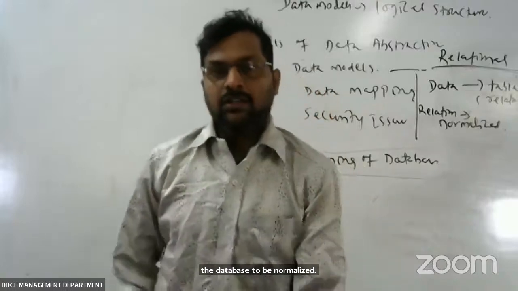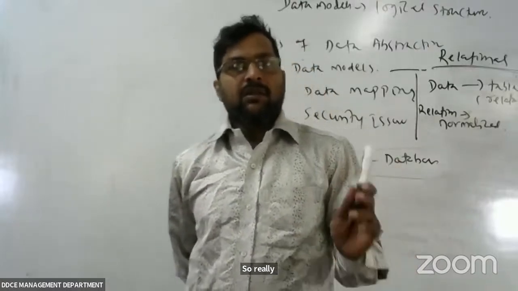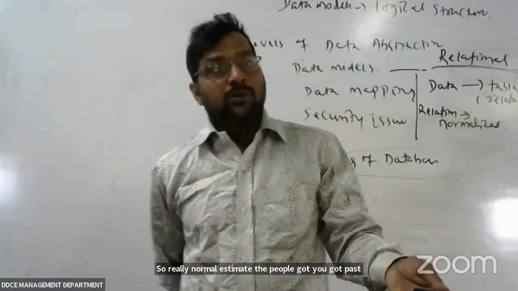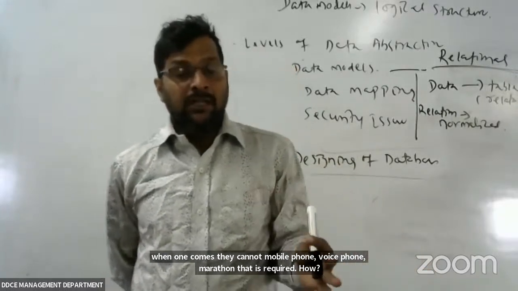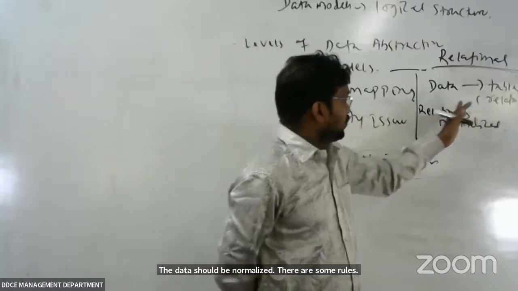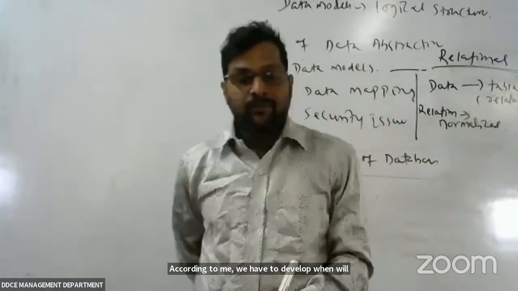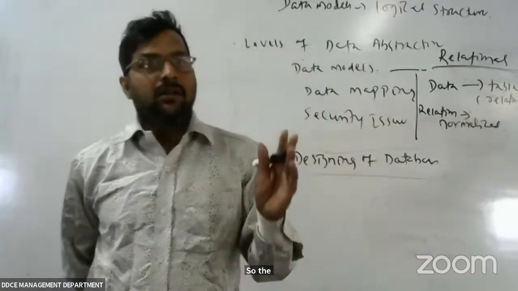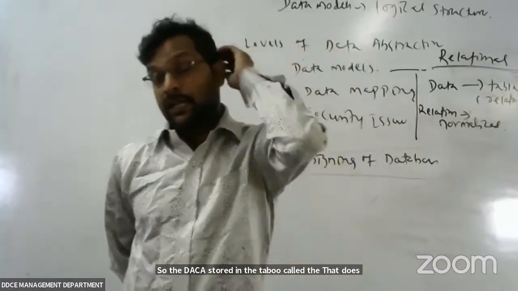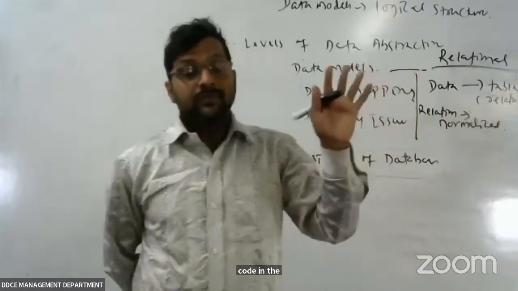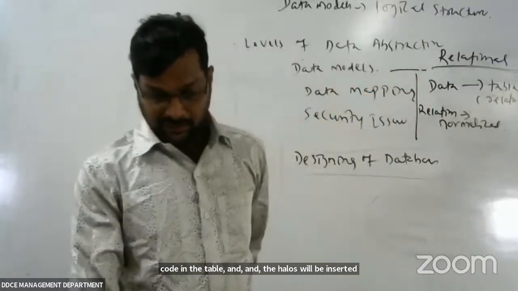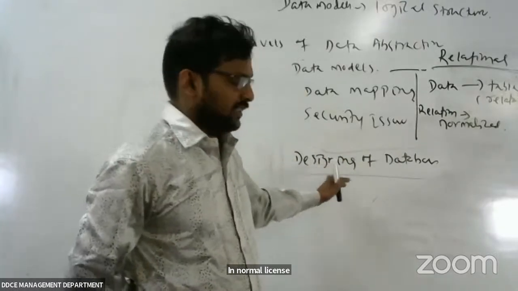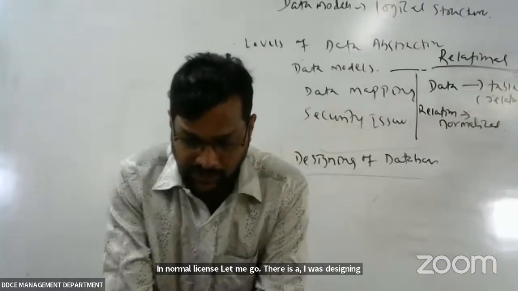Normalization is really the difficult one, because first normal form, second normal form, third normal form, and Boyce-Codd normal form are required. How will the database be normalized? There are some rules, and we have to develop accordingly. When we insert values into the relation, the data stored in the table called the relation, we have to focus on normalization. Normalization is the database design case, and we will study designing a database also.